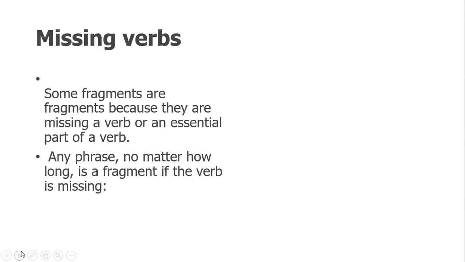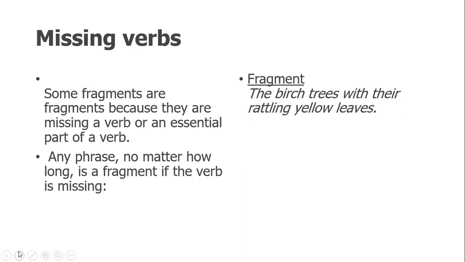Next, the second aspect: missing verbs. Some fragments are fragments because they're missing a verb or an essential part of the verb. So you will have a subject and the rest of the sentence, but the action is missing. Any phrase, no matter how long, is a fragment if the verb is missing. Very important point. Let's move on with the example: the birch trees with their rattling yellow leaves.